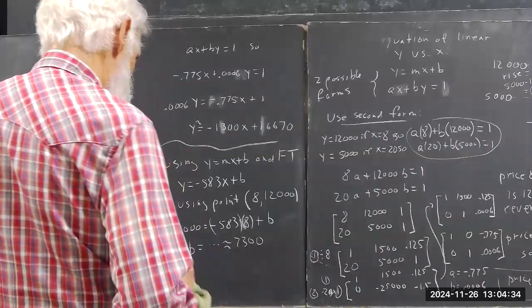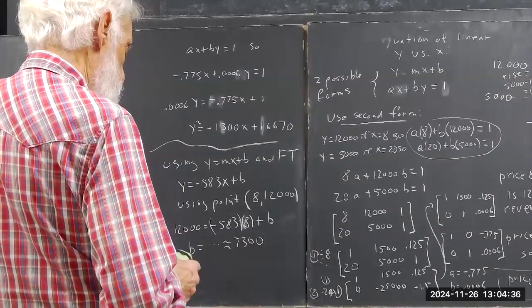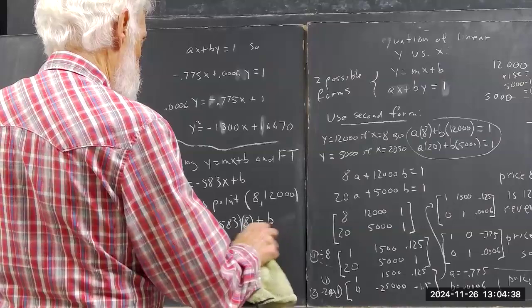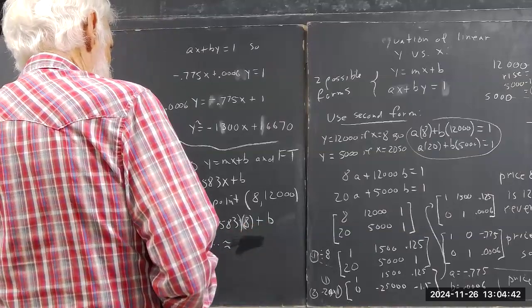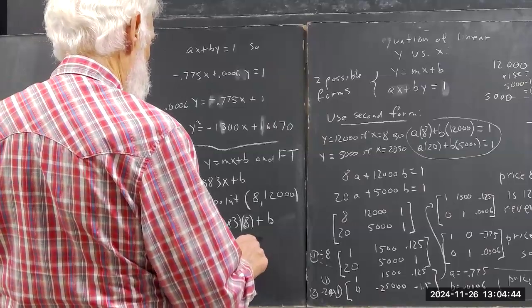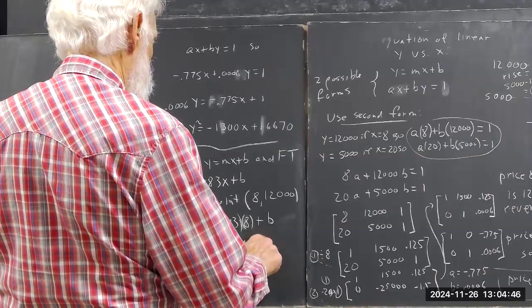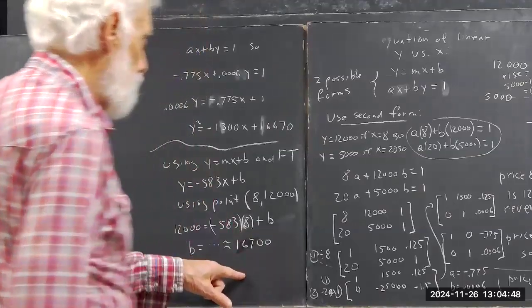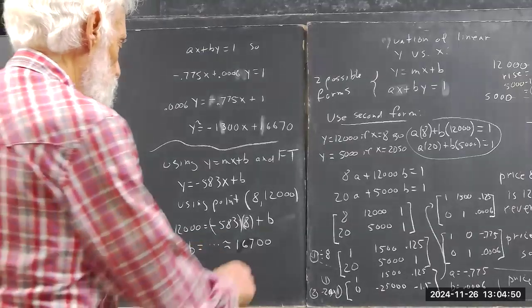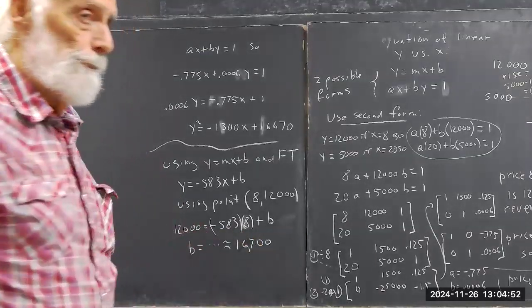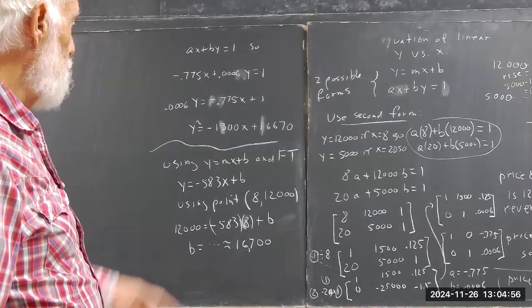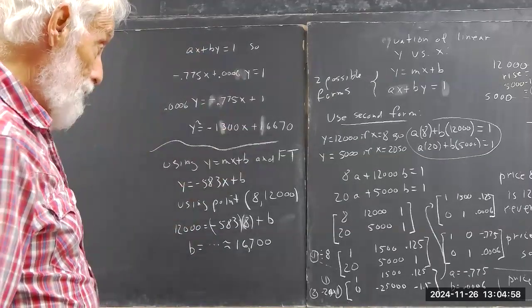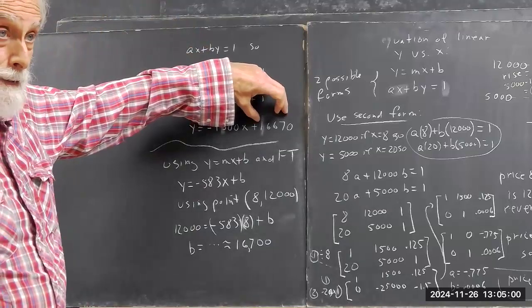And I did the wrong thing. You have that 4,700. So I get b about 16,700. Which is way better than the model question. It's about what I got here, isn't it?